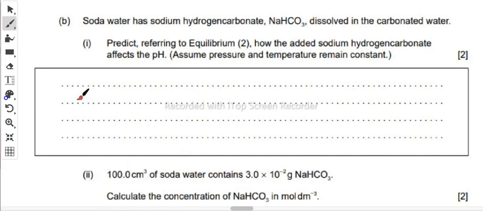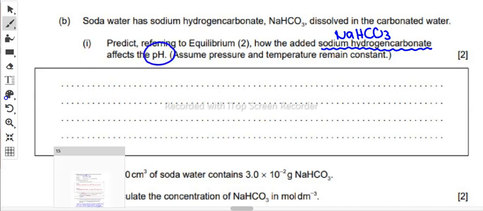B. Soda water has sodium hydrogen carbonate dissolved in carbonated water. Predict, referring to equilibrium 2, how the added sodium hydrogen carbonate affects the pH. Assume pressure and temperature remain constant. So predict how addition of sodium hydrogen carbonate. So we're going to add NaHCO3 and we're going to see how this will affect the pH.